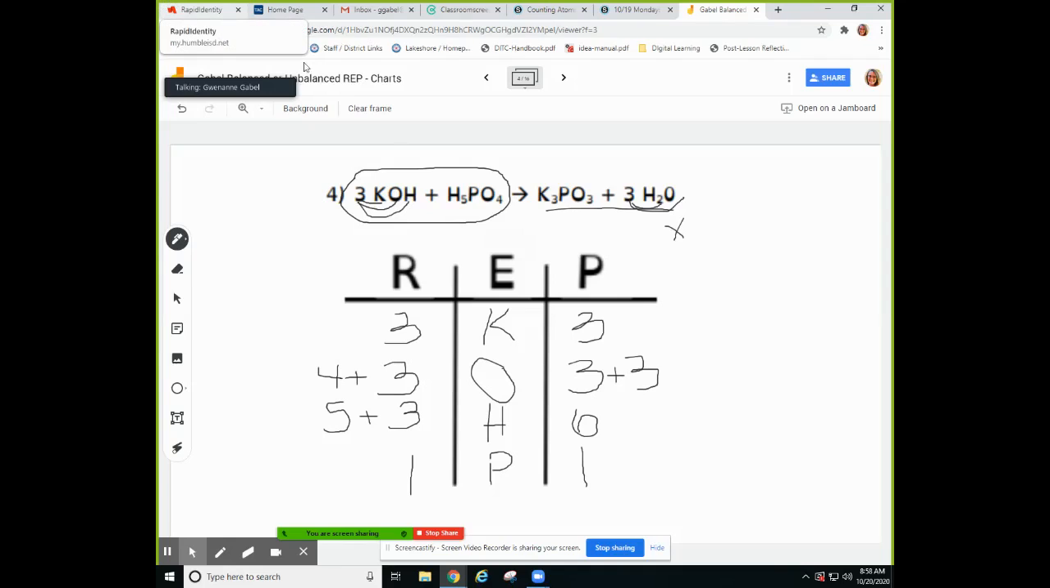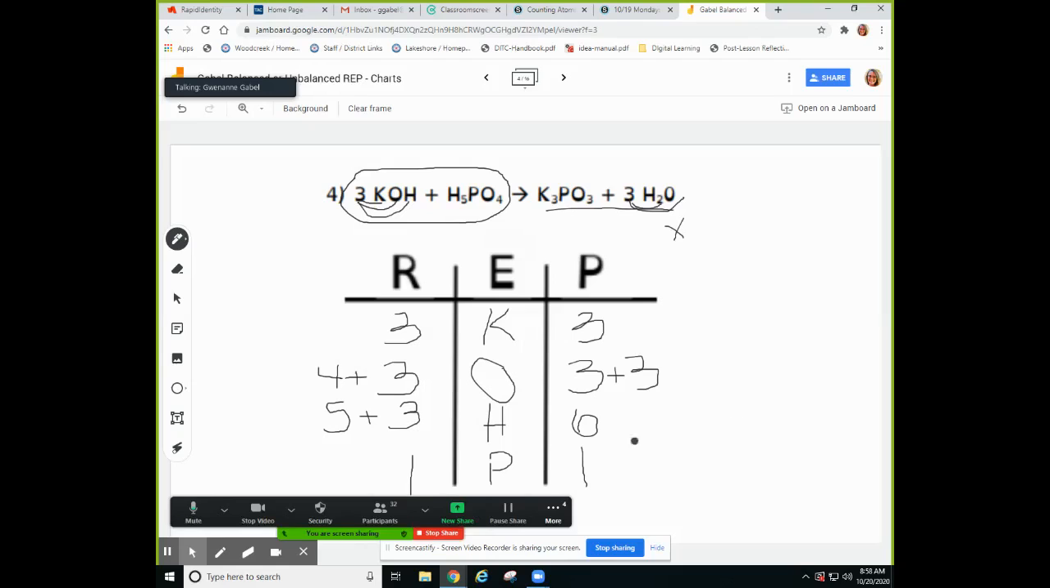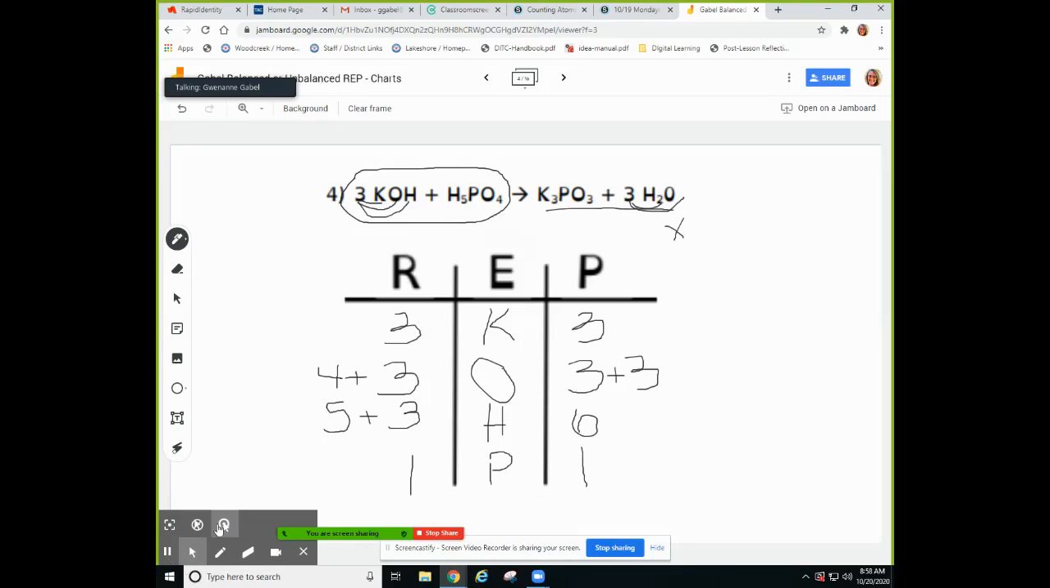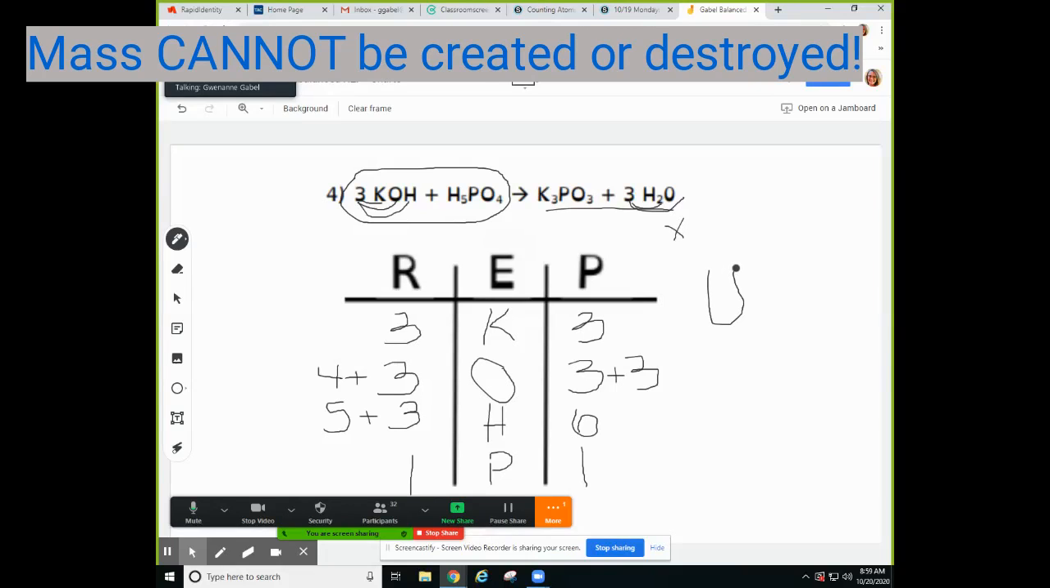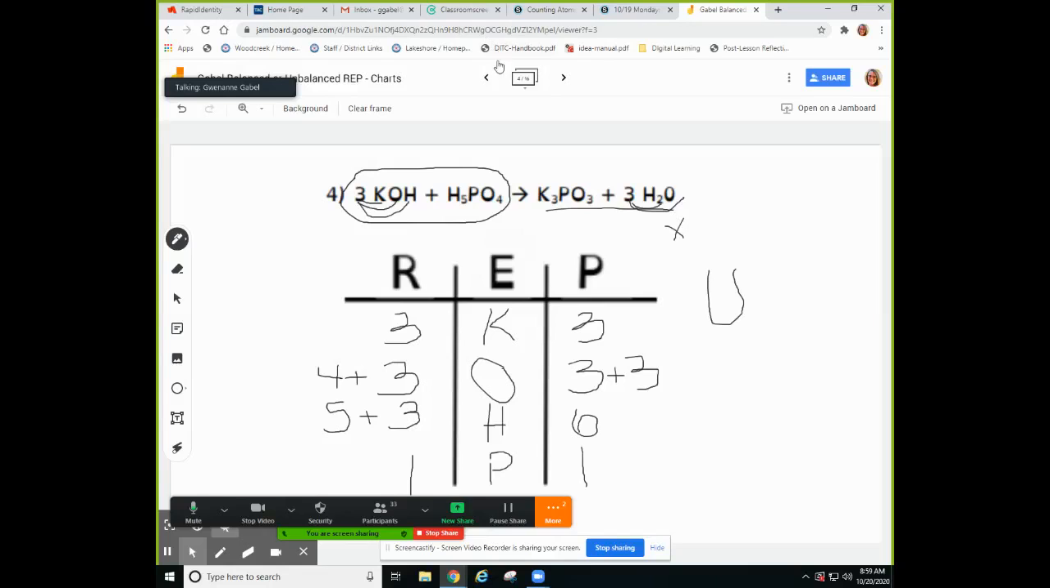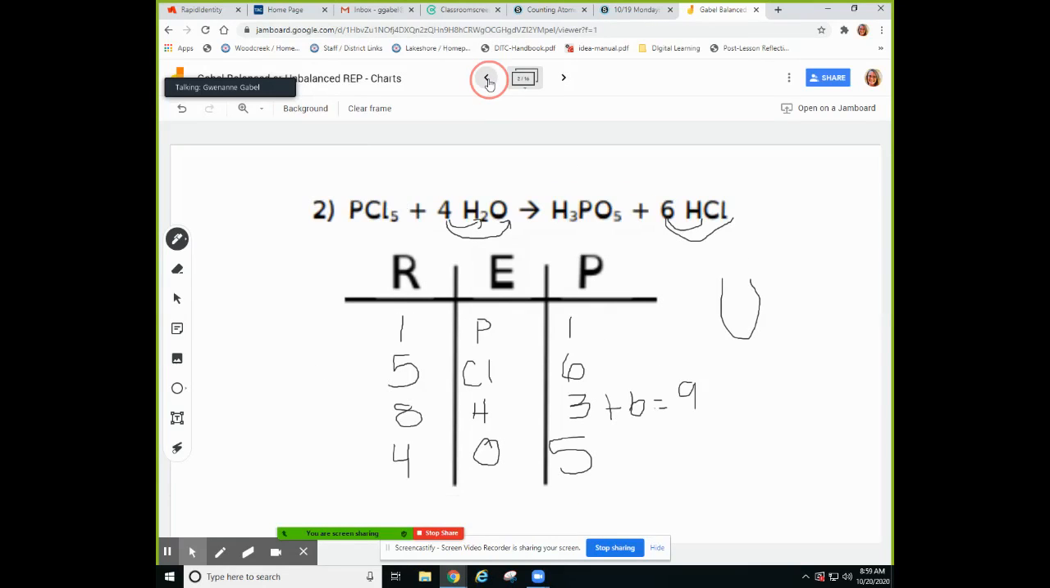Okay, so my question to you now is this equation balanced? Are the number of atoms on the reactant side equal to the number of atoms on the product side? Did this equation meet the law of conservation of mass? No, it did not. Mass cannot be created or destroyed, so the number of atoms on both sides of the equation needs to be equal. Okay, so for those of you who haven't joined us yet, let me go back and show you a balanced equation.